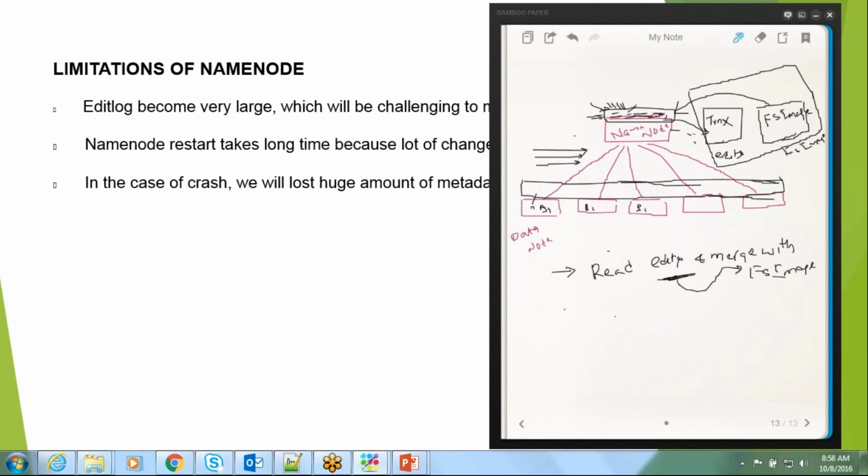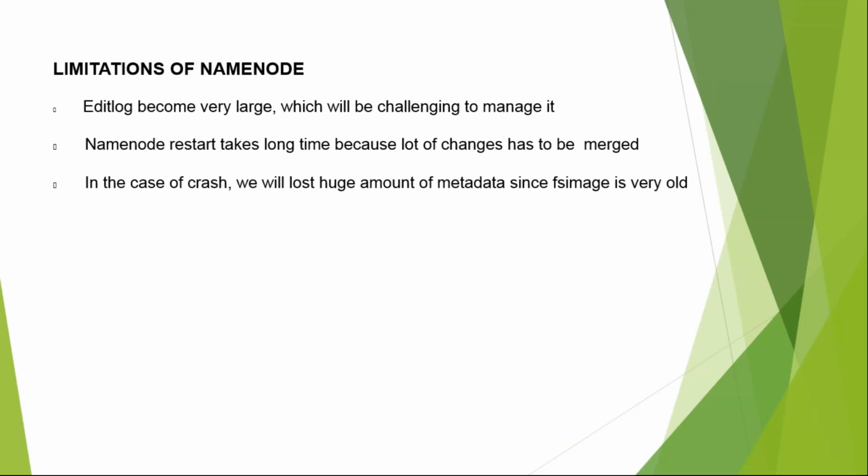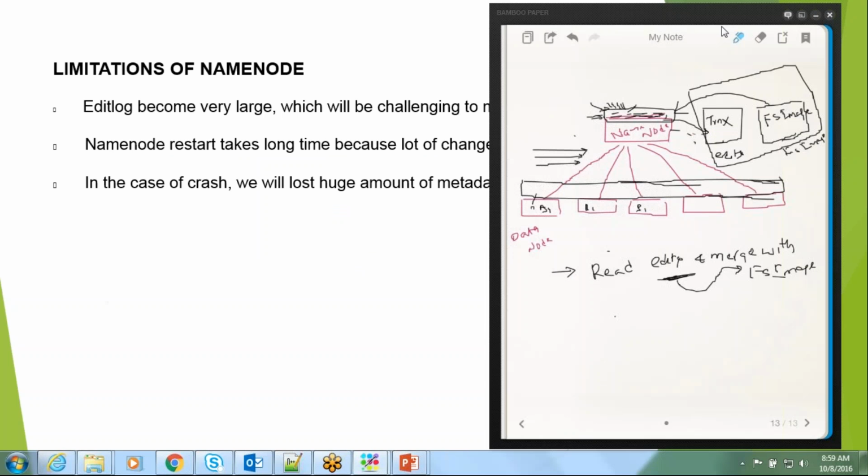That's limitation 1. See here, the edit log becomes very huge, very large, which makes it a challenge to manage. Name node restart takes a long time because a lot of changes have to merge with the FS image. In case of a crash, we will lose a huge amount of metadata since the FS image is very old. Understand this point, the third point?